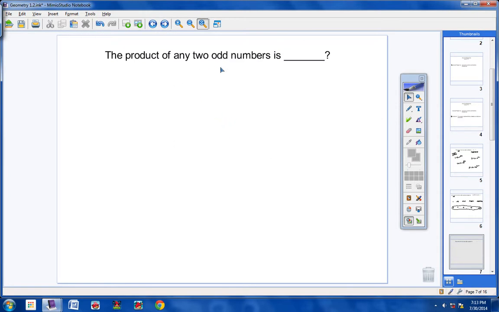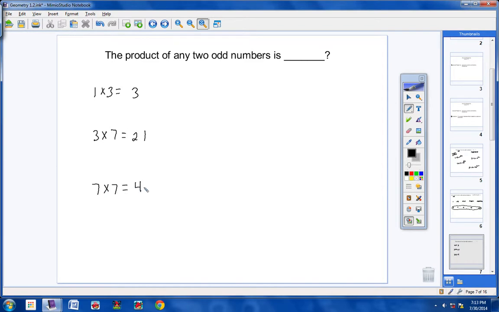The product of any two odd numbers is blank. Now you can work ahead and try this on your own, or you can work with me, whatever you want to do. The product of any two odd numbers. Well, let's see. Let's take 1 times 3. Those are both odd numbers, and we got a 3. Let's take 3 times 7. Those are both odd numbers. I got a 21. Let's take 7 times 7.